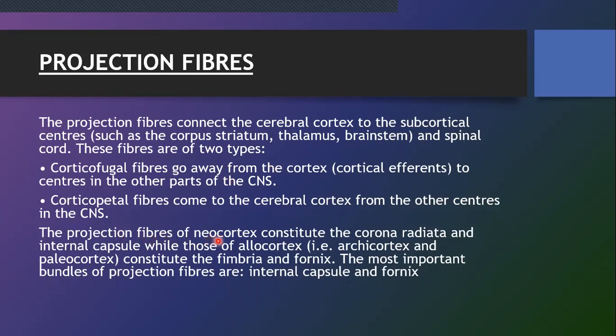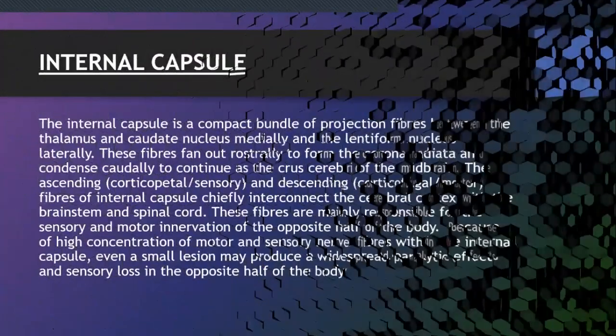Now the projection fibers of neocortex constitute the corona radiata and the internal capsule, whereas those of the allocortex, which refers to the paleocortex and the archicortex, constitute the fimbria and the fornix. Now the most important bundles of projection fibers are internal capsule and fornix. Today we will look at internal capsule. Fornix we will look at another time when discussing the hippocampal formation. Now let's look at the internal capsule.